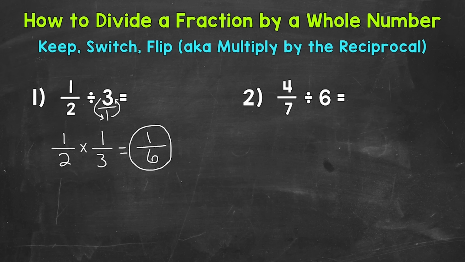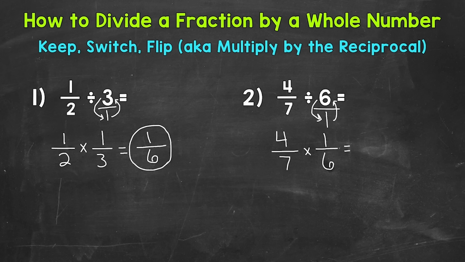Let's move on to number 2, where we have 4/7 divided by 6. Keep, switch, flip. So let's rewrite the problem. Keep 4/7. Switch to multiplication, and then we need to flip. So we can write that 6 in fractional form, and now we can flip. So the 1 is now our numerator, and the 6 is now our denominator. And we can multiply straight across.